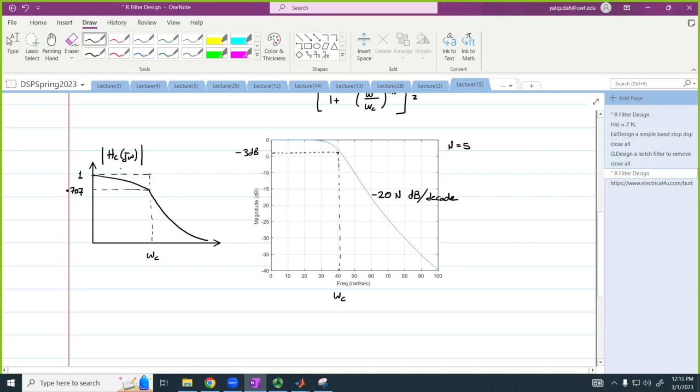Sounds good? So we'll look next class at the characteristics of the Butterworth and then the Chebyshev and the other filters, and later on we're going to take these filters and convert them to discrete time. Any questions? Okay, we'll stop here.